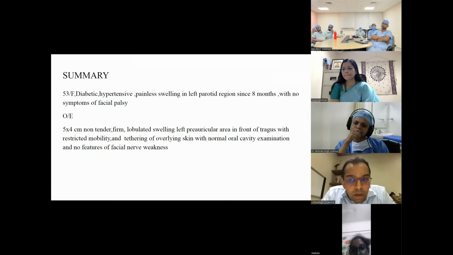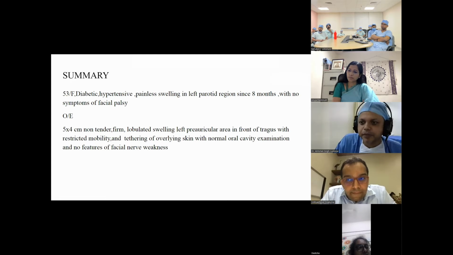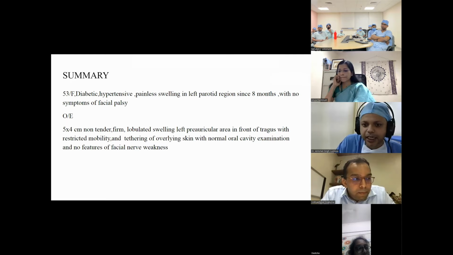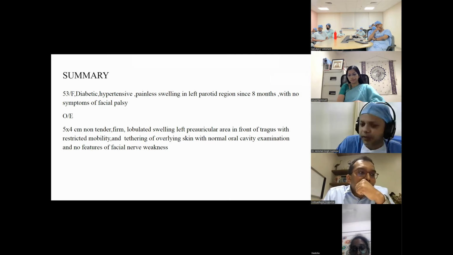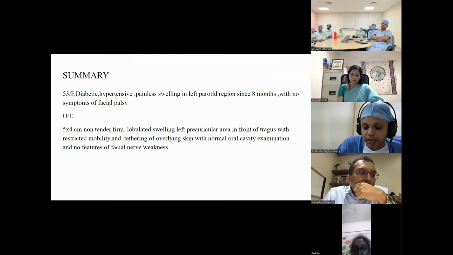Yes, ma'am. You mentioned both ultrasound and MRI. Yes. So are you going to go with both the investigations or decide on one? Sir, I'd like both investigations: ultrasound, also to take an FNAC, and then proceed with an MRI of the face and neck. Now, that swelling is a pretty obvious swelling in the parotid region. So, usually, how does ultrasound benefit over an MRI in this patient? Why do you want to include ultrasound along with MRI for this patient?